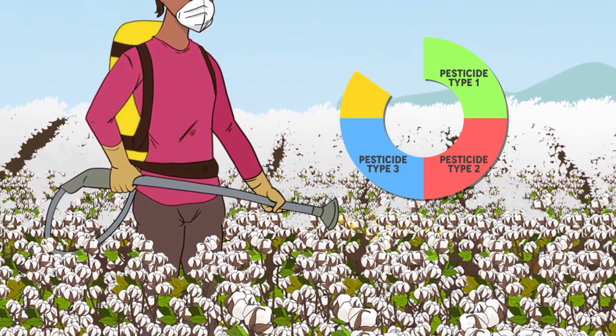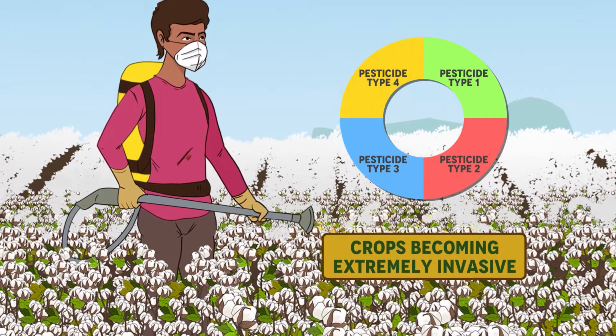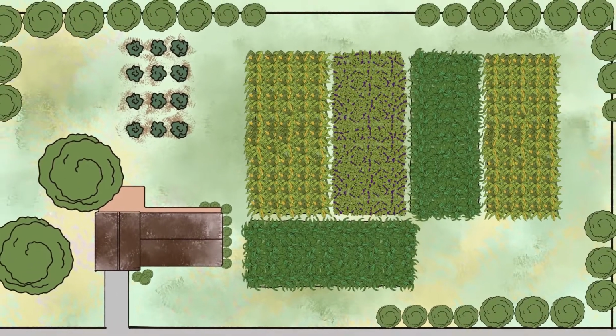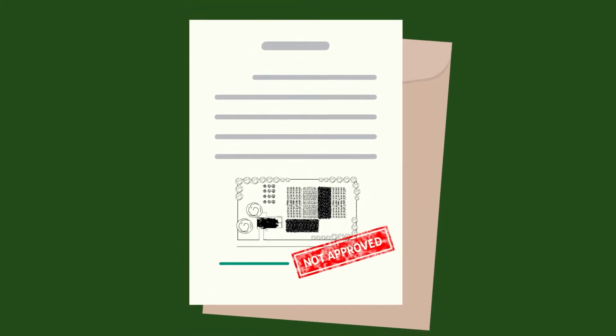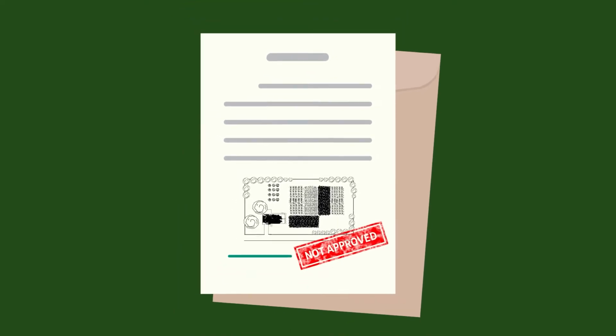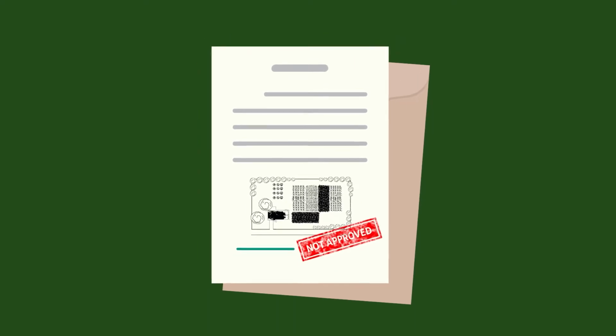Irreparable damage to the environment, such as crops becoming extremely invasive. Approvals are not given if there are adverse effects that cannot be mitigated. Approvals may also be revoked if these damages are detected during post-approval monitoring.